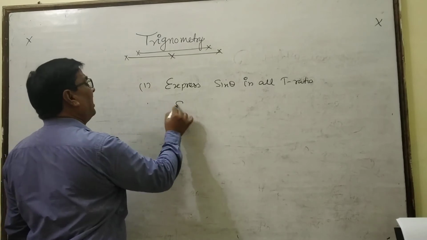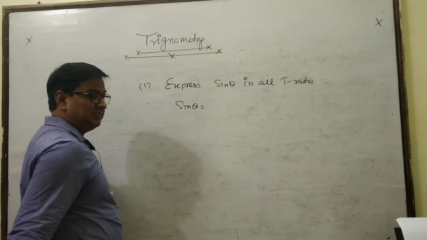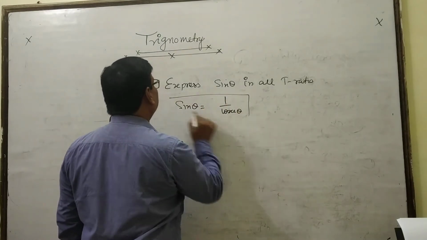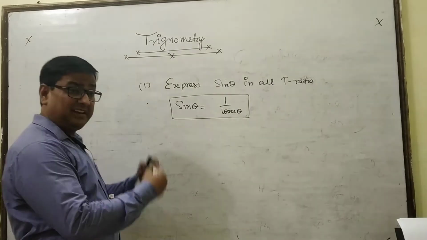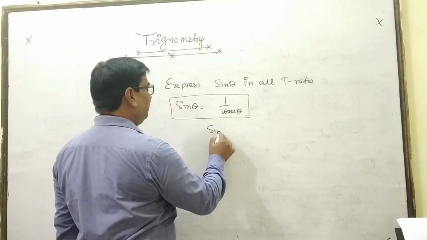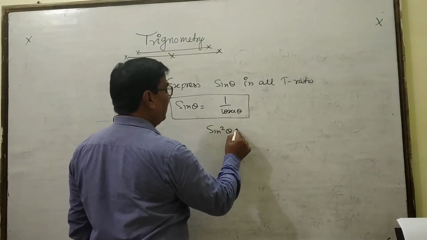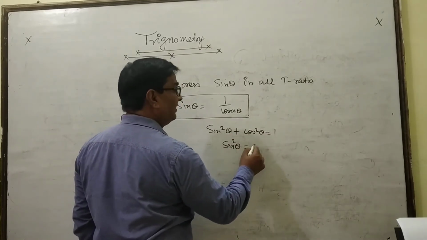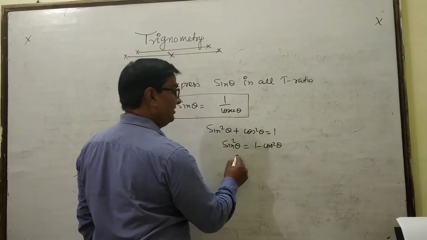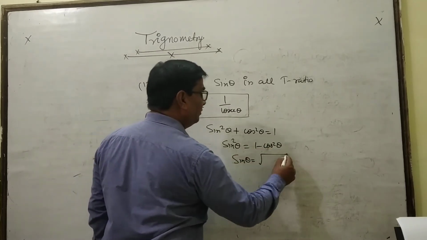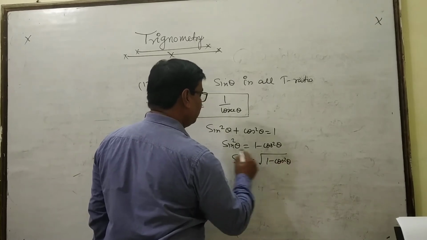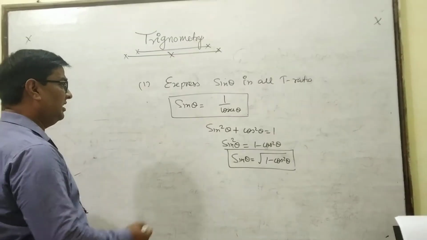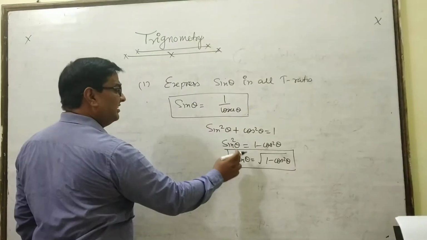Sine theta, for example, you can directly write 1 by cosec theta. The first relation: sine and cosec. Another direct relation: sine square theta plus cos square theta is equal to 1. So you get sine square theta equals 1 minus cos square theta, so sine theta is equal to under root 1 minus cos square theta. The second relationship, sine converted into cos.